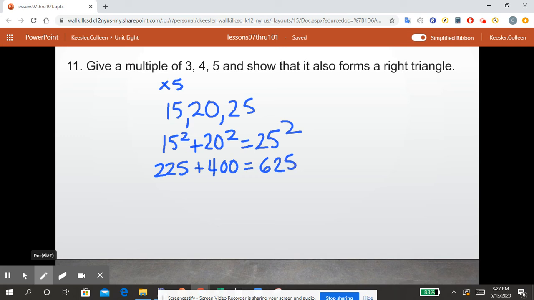So obviously, if you don't know those squares off the top of your head, you can use your calculator. But if you do know them, go ahead and work right on. Then 225 and 400 equals 625, which proves that those three lengths represent a Pythagorean triple, because they will form a right triangle. Let's try another.